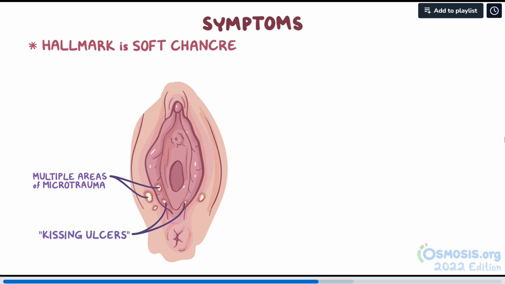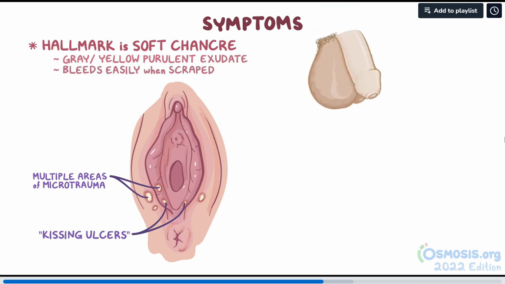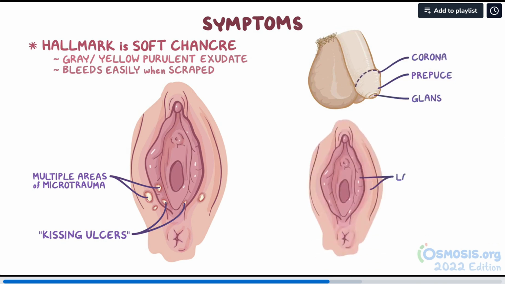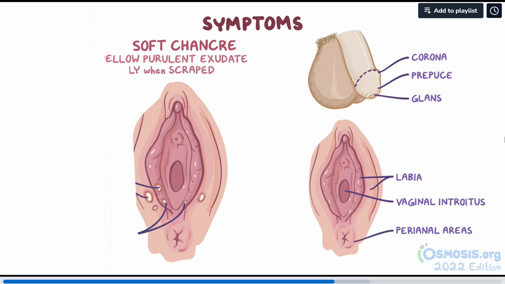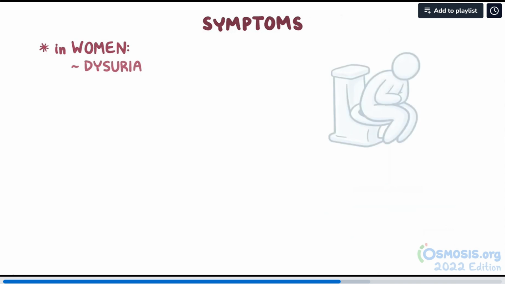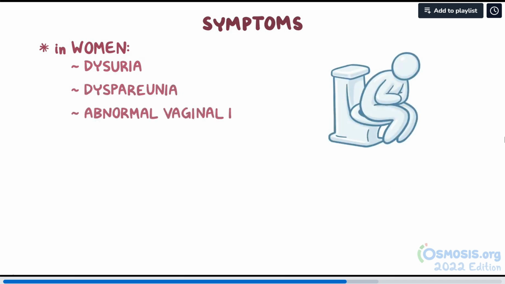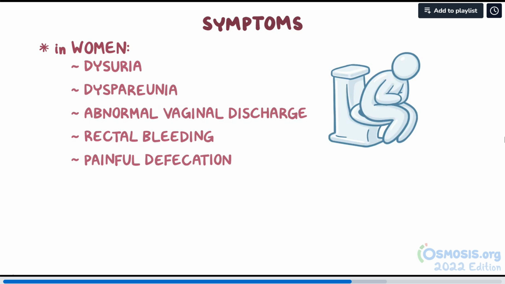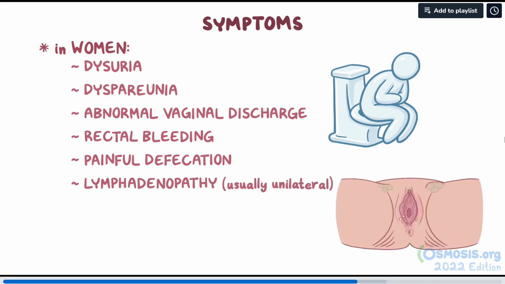The base of the ulcer is covered with a gray or yellow purulent exudate and bleeds easily when scraped. Common sites of infection in men are the prepuce, corona, or the glands of the penis, and in women, the labia, vaginal introitus, and perianal areas. In women, symptoms may also include dysuria, which is pain during urination, dyspareunia, which is pain during sexual intercourse, abnormal vaginal discharge, rectal bleeding, or painful defecation. In 50% of the cases, there may be painful inguinal lymphadenopathy, usually unilateral, which may become suppurative.